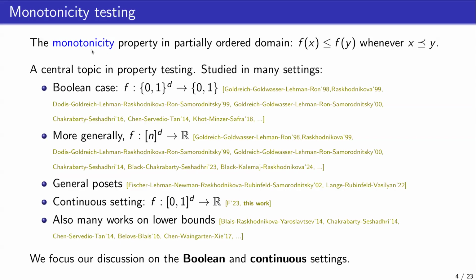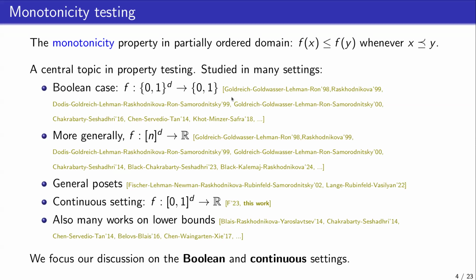So the property of monotonicity is the following. We have some partially ordered domain, which I will make concrete in a second. And then the function f is called monotone if whenever x is below y in this order, f of x has to be at most f of y, so it cannot go down. So this is really a very classic problem in property testing, has been studied for over 2 decades in many, many settings. Perhaps the most classic setting and the one arguably we know the most about is the fully Boolean case, where f takes inputs in the Boolean hypercube and outputs a Boolean value.